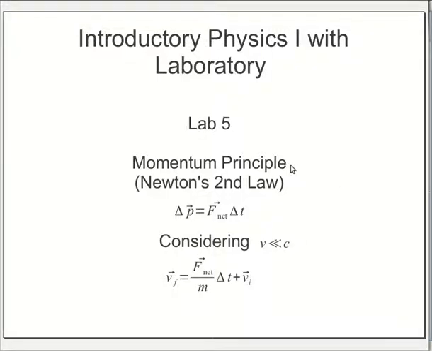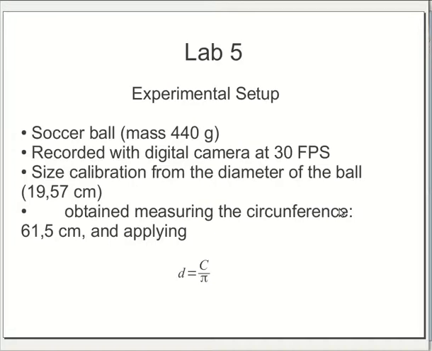In this lab, we apply the momentum principle, Newton's second law, for the analysis of the movement of a ball being thrown by a person. The mass of the ball was measured with a scale, and its diameter was obtained from measuring the circumference of the ball and applying the formula which relates diameter and circumference. The video was recorded with a digital camera at 30 frames per second.